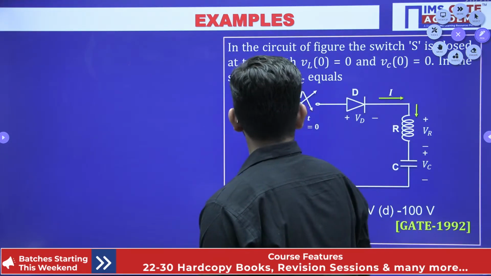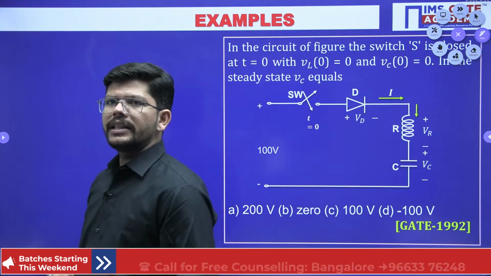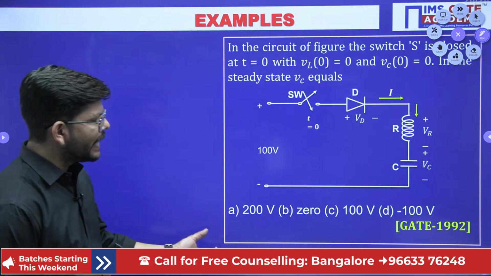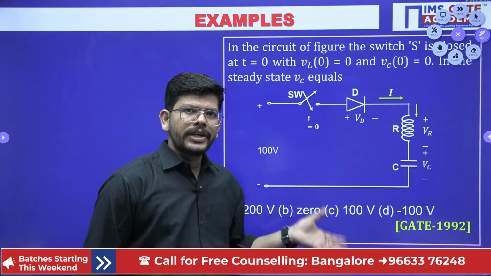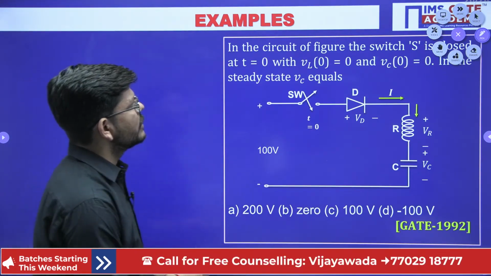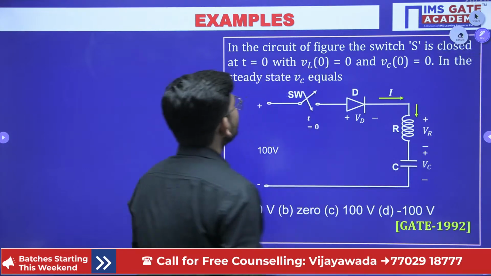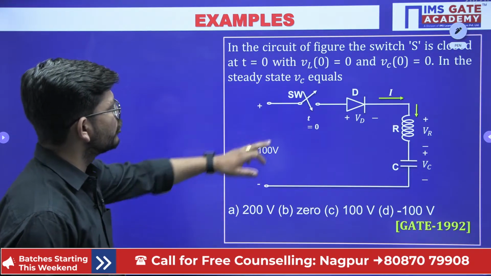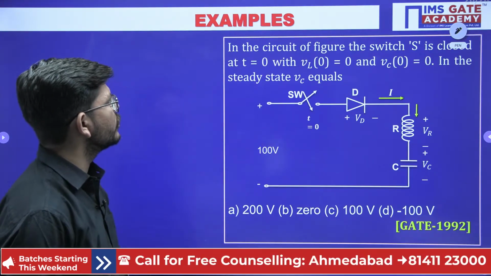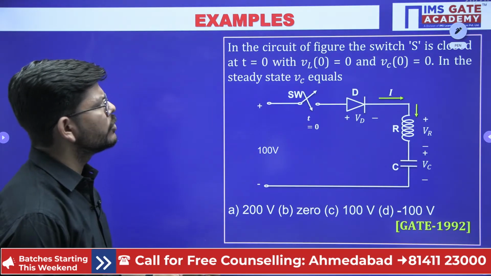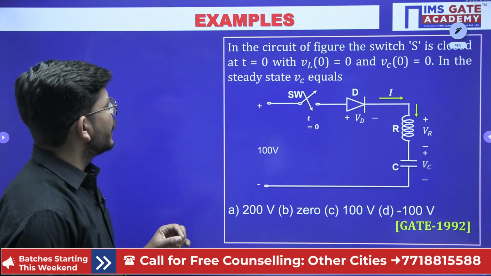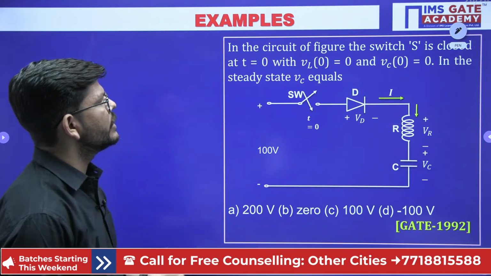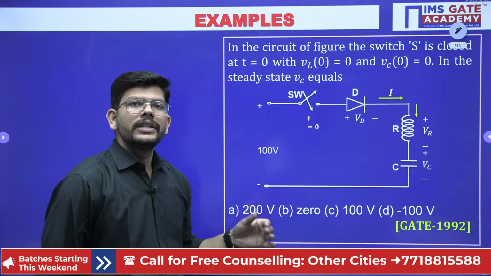Now let us solve some questions, and then we will see. You can see there are GATE questions asked from this particular topic as well. What has been asked in this question is, in the circuit of the figure the switch S is closed at t equals to 0. So at t equals to 0 we are closing the switch with VL 0, VC 0, no initial condition. In the steady state the voltage VC is equal to what?